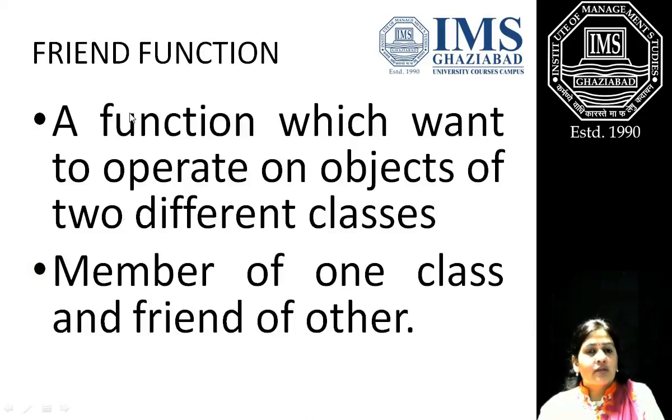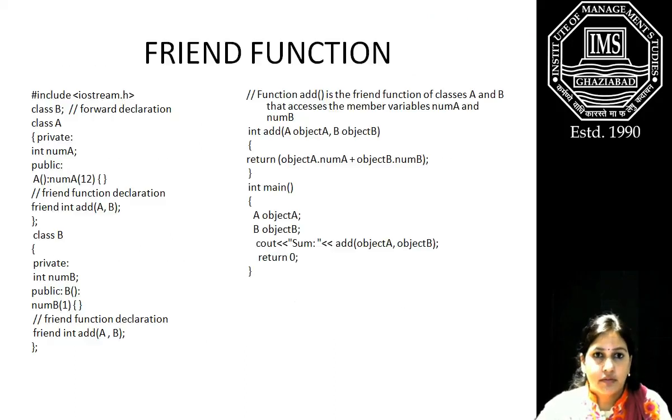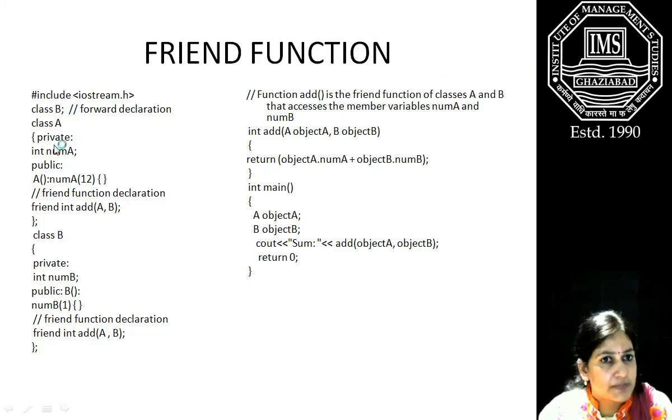Now, one more scenario where a friend function can be used is if we want to define a function which is accessing the objects of two different classes, or the data of two different classes, mainly private data. Then it can be a member function of one class and a friend of another. Here is an example. We have two classes, class B and class A. We are defining class A here and we have given the forward declaration of class B.